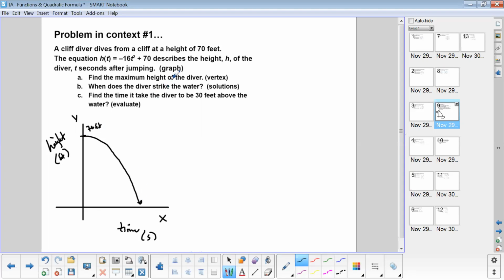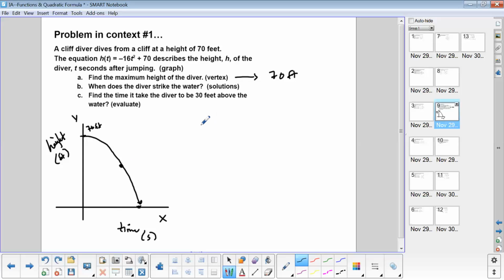We're just trying to find the maximum height of the diver, and we know that's going to be 70 feet. When does the diver strike the water? That's going to be a solution. We know it's going to be at this point right here. And then we also want to find how long it takes for the diver to be about 30 feet. So if here's 70 feet, maybe somewhere around there would be about 30 feet. So we're just trying to figure out on part C how long it would be in regard to time.